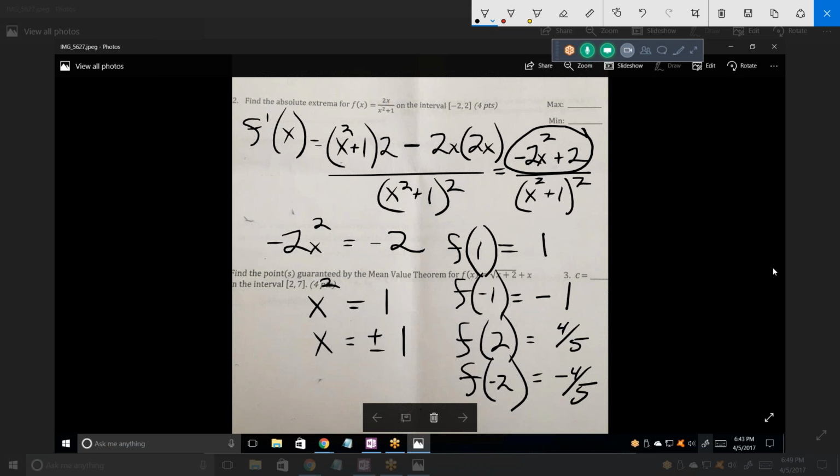Where are my absolute extrema? 1 and negative 1. Correct. And that's clearly the minimum, that's clearly the maximum on that interval. And that's the way you have to do those absolute extrema: you got to check your relative extrema and your endpoints and just compare all 4 values. Whatever the smallest value is, that's your absolute minimum. Whatever the biggest value is, that's your absolute maximum.